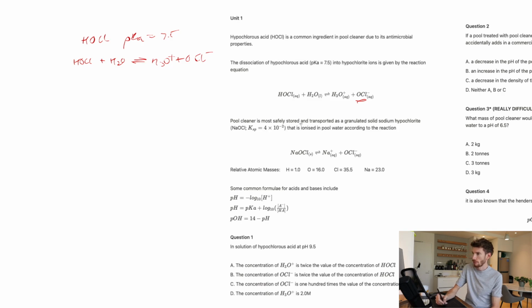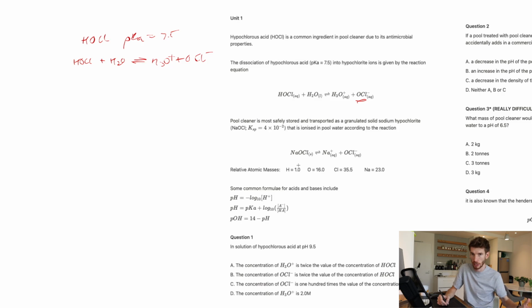Pool cleaner is most safely stored and transported as a granulated solid, sodium hypochlorite, NaOCl, with a Ksp of 4 by 10 to the negative 2. That is ionized in pool water according to this reaction. So we get it given in this form, we dissolve it into sodium and hypochlorite, and the hypochlorite then can react, and we end up with an equilibrium of this particular thing when you put it in with pool water.